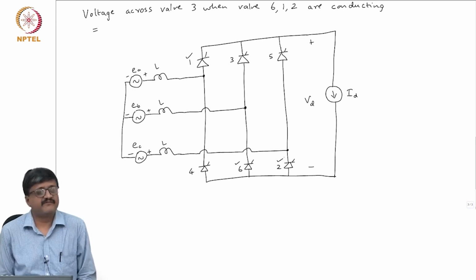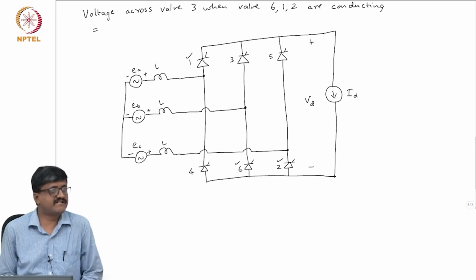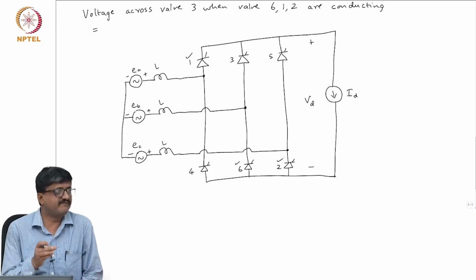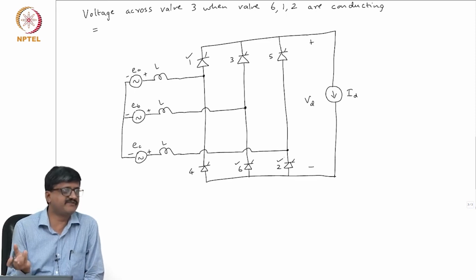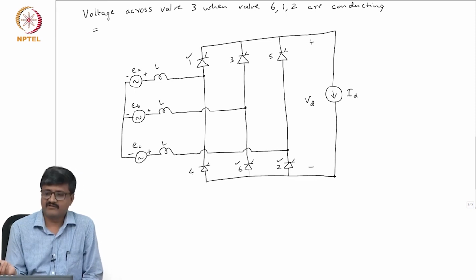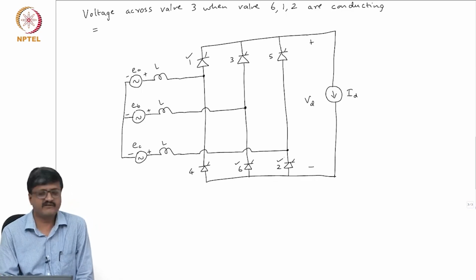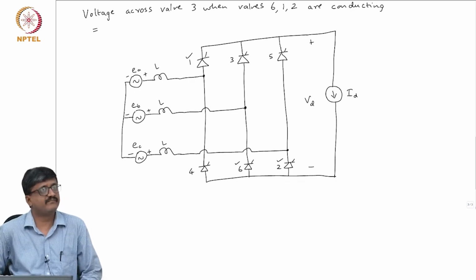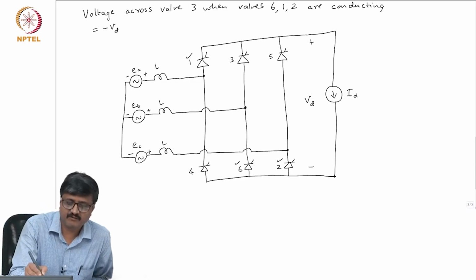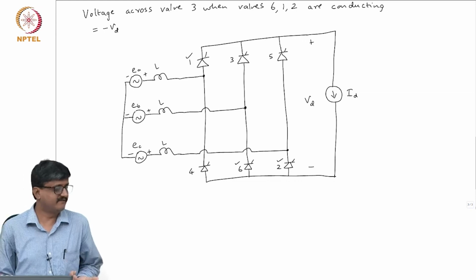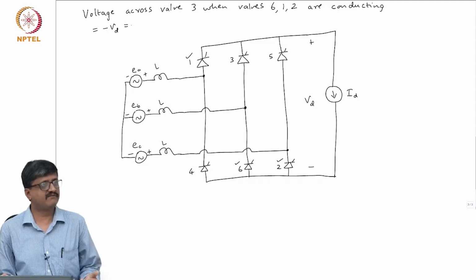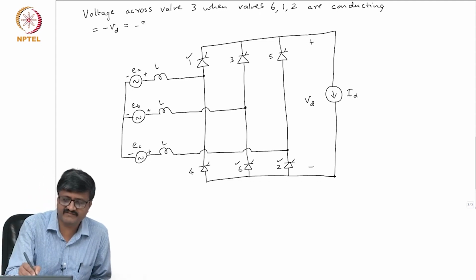In the table we did not actually get the expression for voltage across valve 3, we got the expression for voltage across valve 1. For getting voltage across valve 1, we used VD, because VD we had already got. So, it is better to write it in terms of VD. Voltage across valve 3 when valves 6, 1, 2 are conducting is minus VD. Now, when 6, 1, 2 are conducting, what is VD? That we can make out from the table, 3 by 2 A. So, minus VD is minus 3 by 2 A.